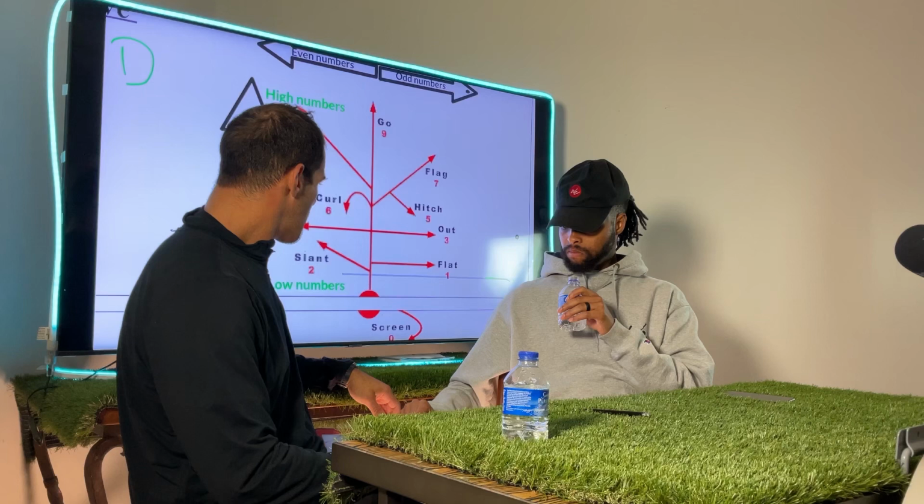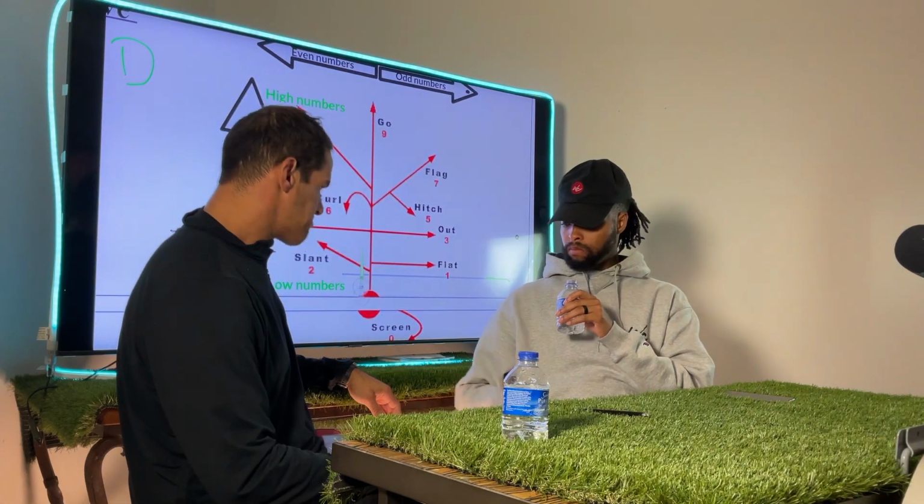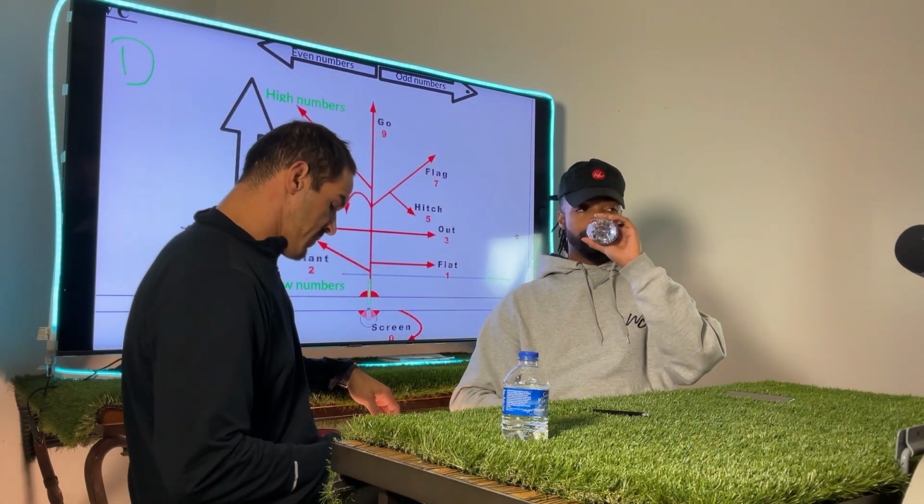This is the line of scrimmage, this white line that goes across here. So this is the right side receiver. This is a left side receiver. A route tree is essentially one straight line that represents sort of the trunk of the tree.